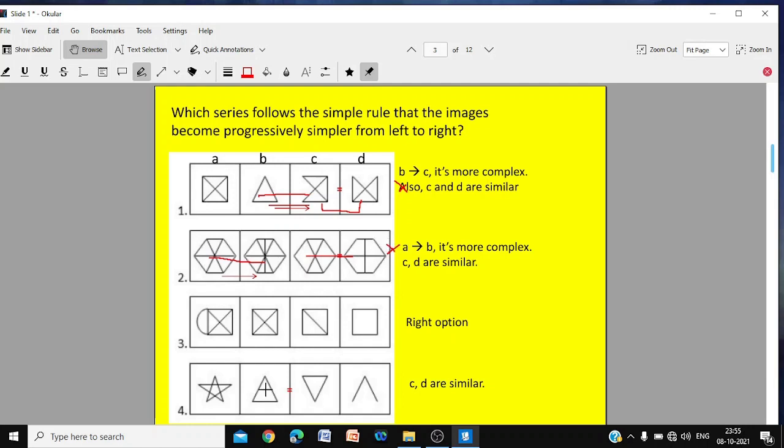Here, this and this are similar. Both are the same. Only the triangle is inverted. This one is rejected. The only one thing we have is the right option, where first the curve disappears, then one of the diagonals disappears, and then the other diagonal also disappears. From here we get a simpler and simpler figure, ultimately ending in a rectangle without the semicircle and without any diagonal. Right option is number 3.